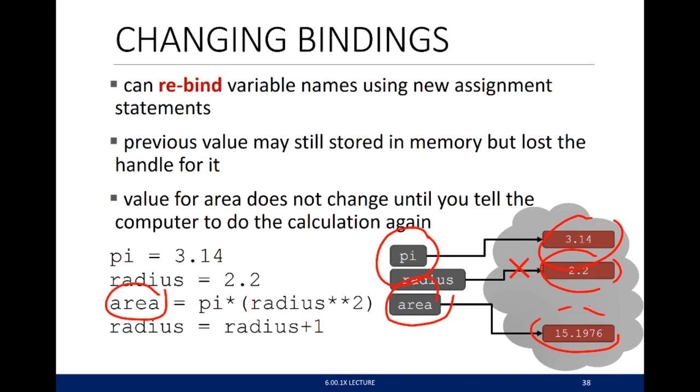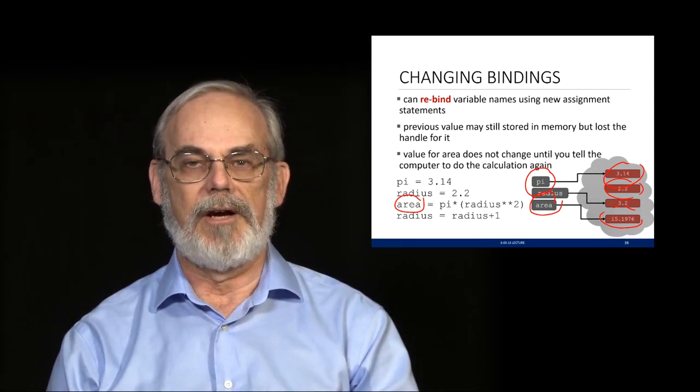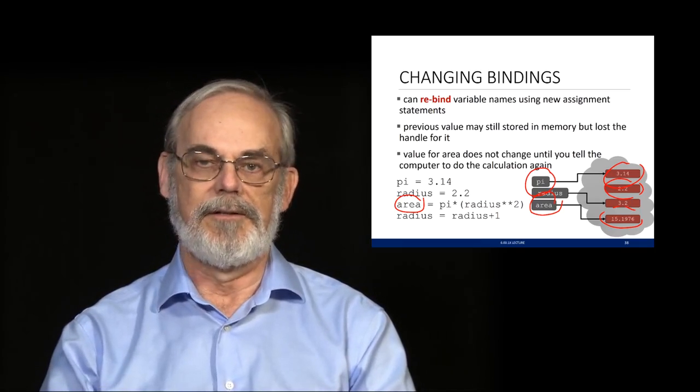And now, if I change radius, it loses that first association and creates a new one. But area hasn't changed. If I wanted to recompute the area for this circle, I would need to do another call to area to make it happen.